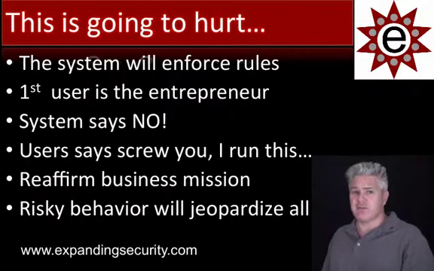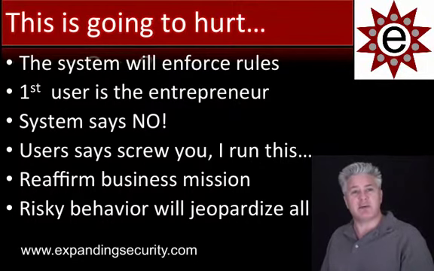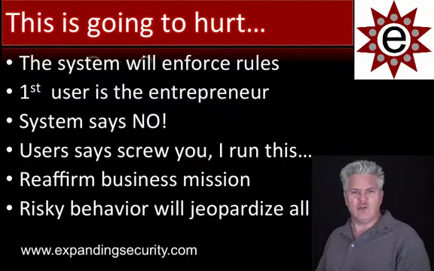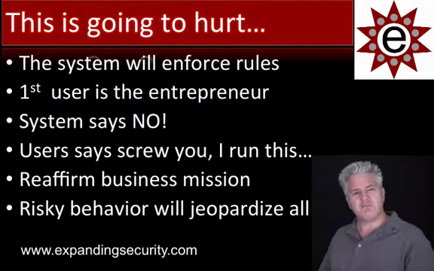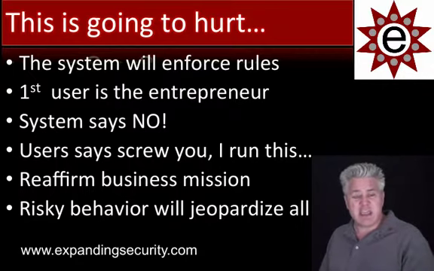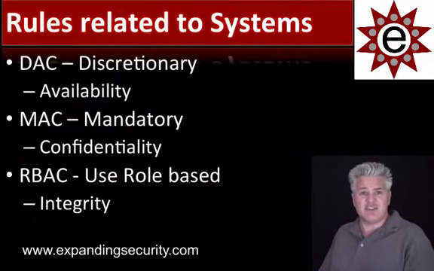Now, it's going to hurt a little bit at first because the system's going to enforce the rules. And the first user on that system is probably going to be some sort of entrepreneur. Now, this can be more robust companies that are out there. But when the entrepreneur is faced with something where the system says no, they go, wait a minute, screw you, I run this operation, I'm telling you what to do, computer, you do my bidding. Well, no, we have to go back and reaffirm the business mission. You program the system for the end user that happens to be the entrepreneur at this point, and they're locked out of what they want to do. You go back and say, wait a minute, this was our business mission, this is a risky behavior that's going to jeopardize everything that you're doing.